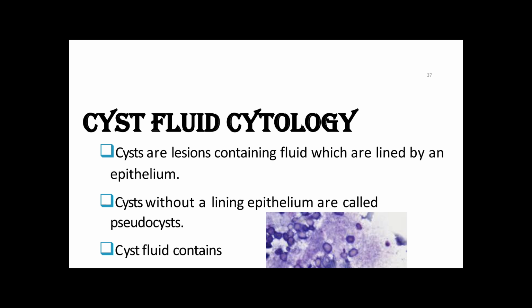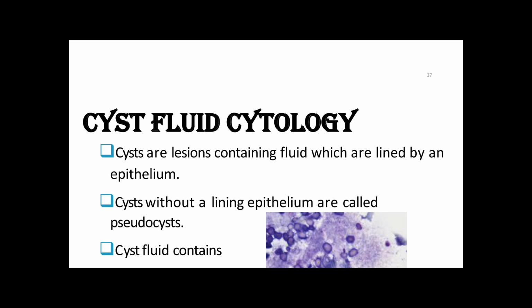Cysts we can divide into two types: one is true cyst and the other is pseudocyst. So how to differentiate these two? The cyst which is lined with epithelium, we call a cyst. Without a lining of the epithelium, we call it a pseudocyst. Aspiration of this cyst can yield diagnostic information.